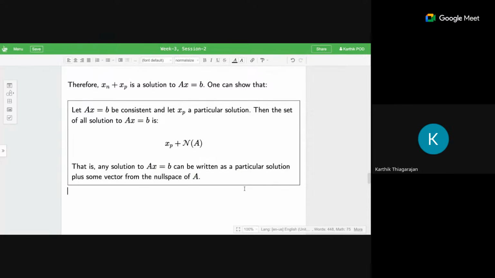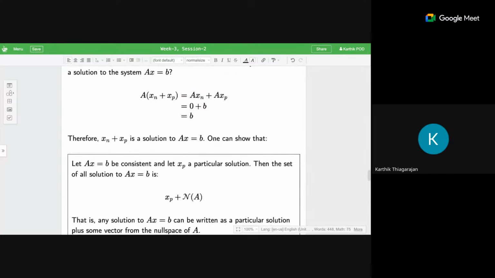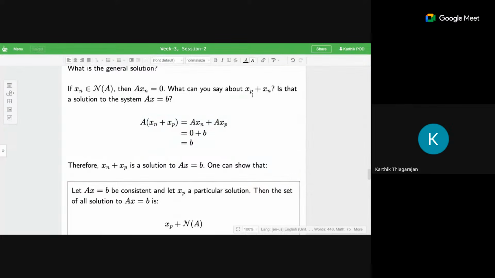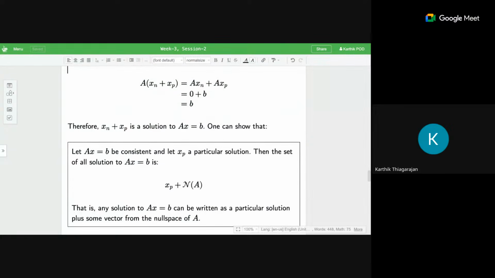So is everyone convinced by this argument? I have not proved it completely, so I have only shown you one direction. What I've shown you is if you add some element from the null space to a particular solution, that is also a solution. Okay, you get new solutions in this process. So is this clear to everyone what we have just done?